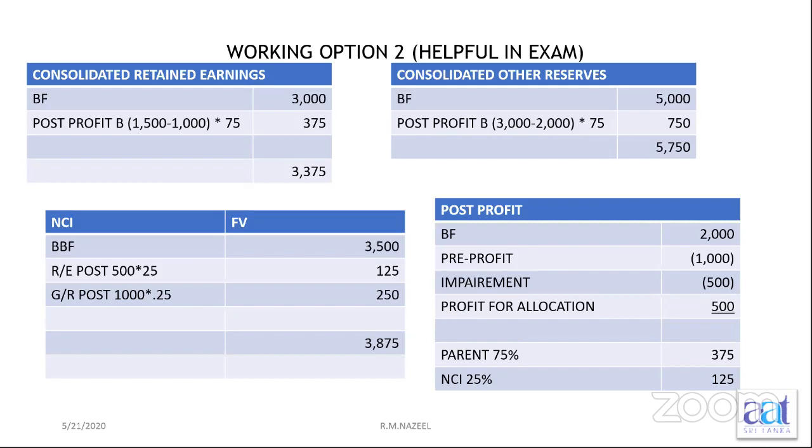And I deduct the impairment. What is the double entry? Post profit debit, goodwill credit. So profit for allocation now drops to 1,500. When you reallocate, 375 and 125. So automatically the loss has been prorated and added thereon.